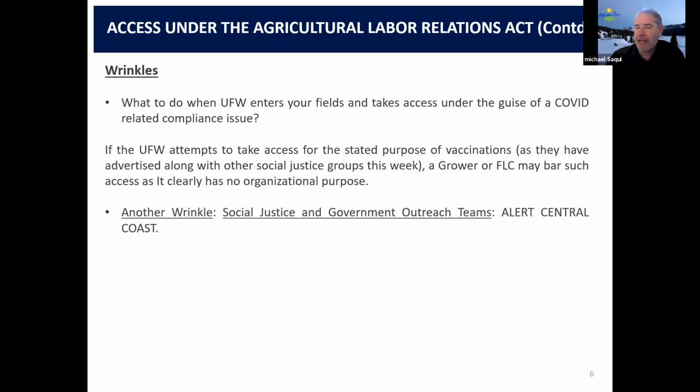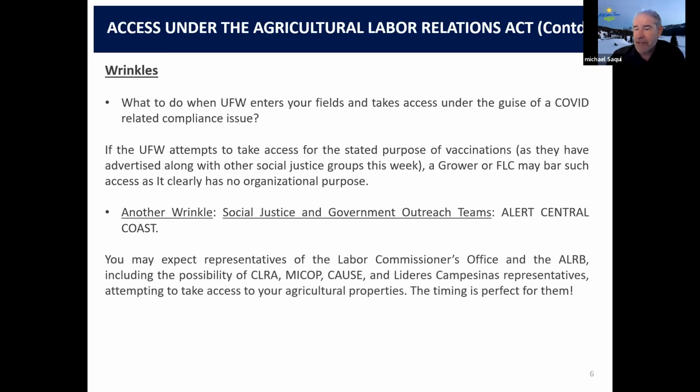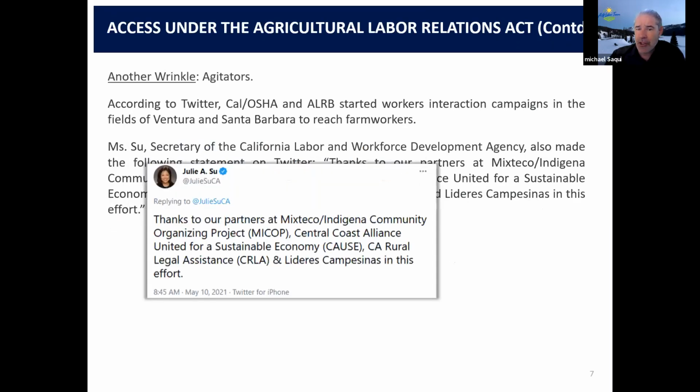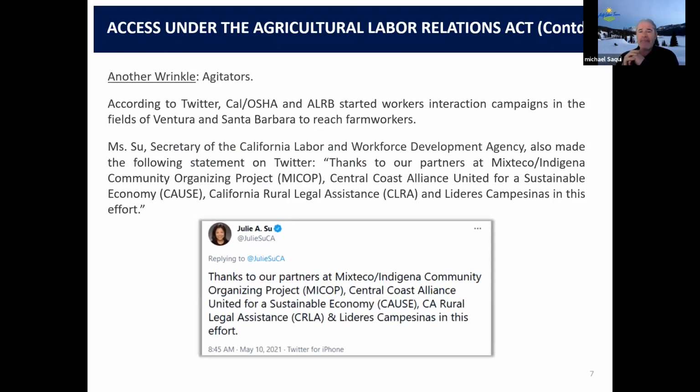Social justice and government outreach. This is the alert that's still in effect for all of our clients on the Central Coast. And these are the NGOs and the players that are out there trying to agitate. And now they've got Julie Su walking in lockstep with them. Understand that your domestic workers may very well have been through this before, but that's all the more reason to concentrate in a significant way, more so on your H-2A workers. They don't know what this stuff means, and educating those supervisors and those workers to ignore this stuff and giving them a voice in our company is very, very important.